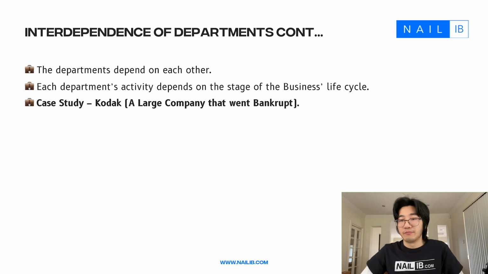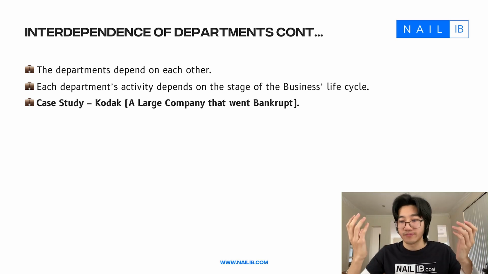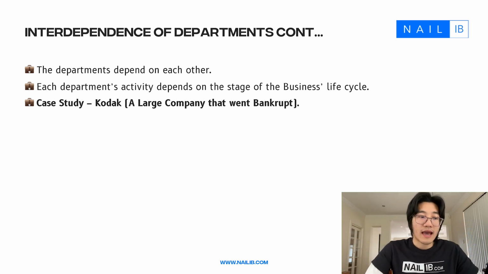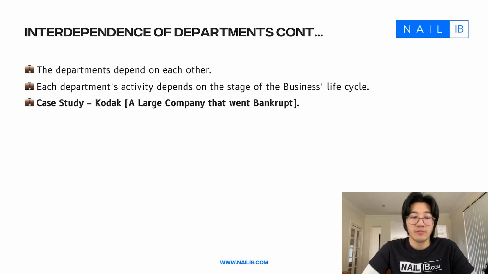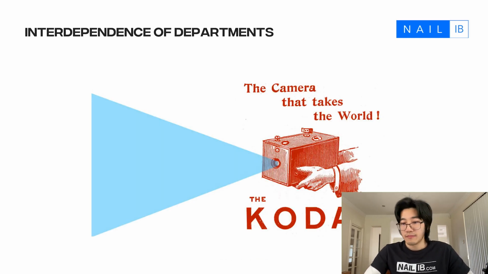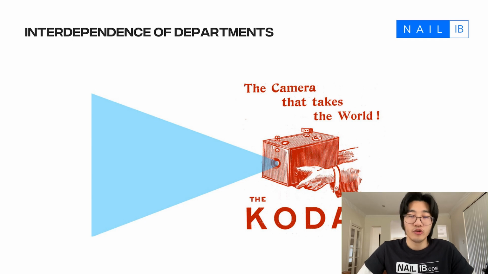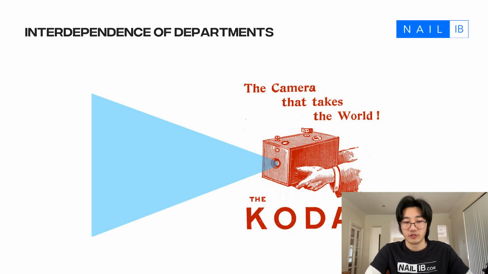The strength of the business depends on how successfully the 4 functions are aligned to each other and how well they work. If we look at a classic case study of this company, Kodak. Kodak is a large company that went bankrupt in the early 2000s. Back in the 20th century, the US had a very strong film market that was essentially dominated by Kodak. Every camera that was produced, most of the sales came from this company, Kodak.